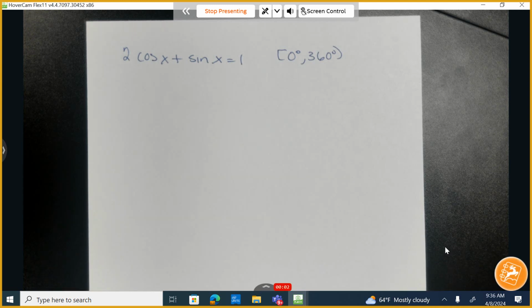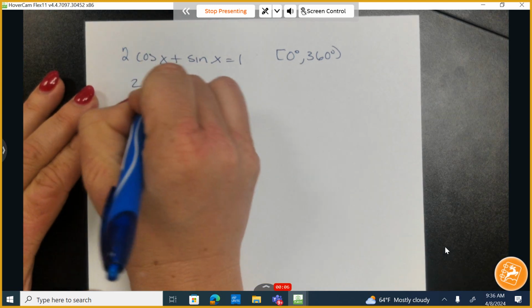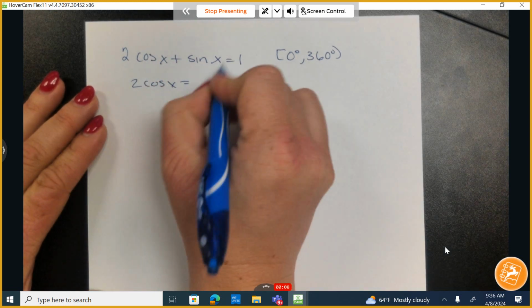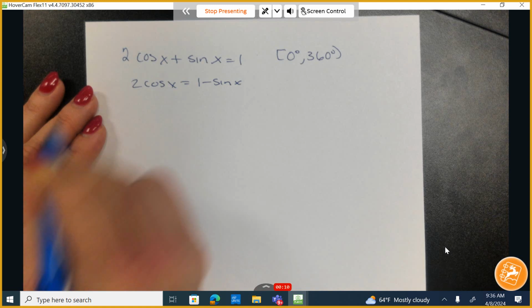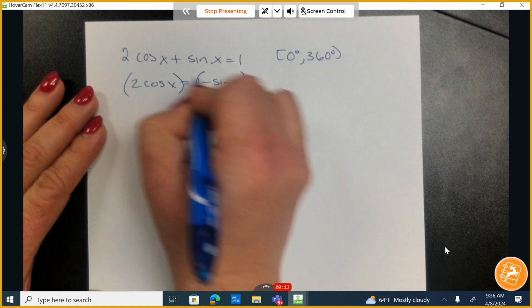Let's see if we can do number 33 together really quickly. I'm going to move sine to the opposite side. We only have so much time left. That's why I'm going into uber fast mode right now. And then I'm going to square both sides.